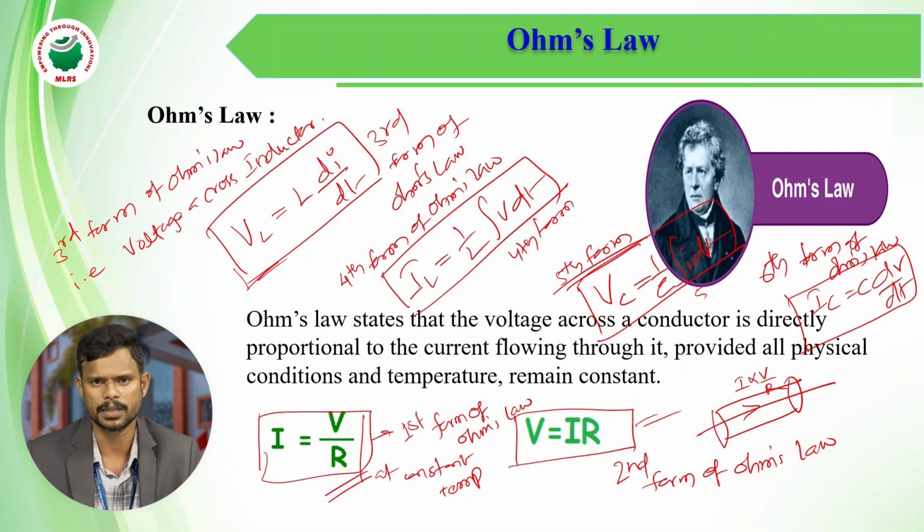And the fifth form of Ohm's law is the voltage across the capacitor, Vc equal to 1 by C integration I dt, and the sixth form of Ohm's law is IC equal to C into dV by dt. These are the different forms of Ohm's law.